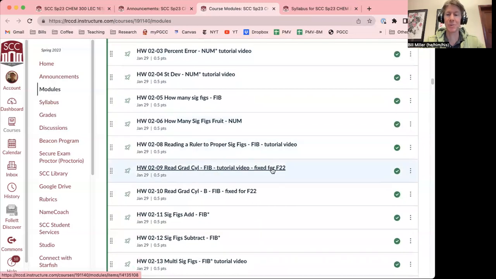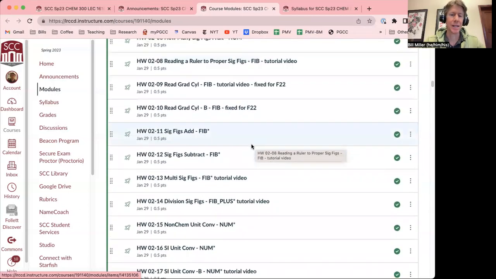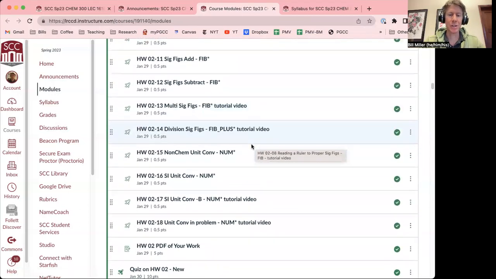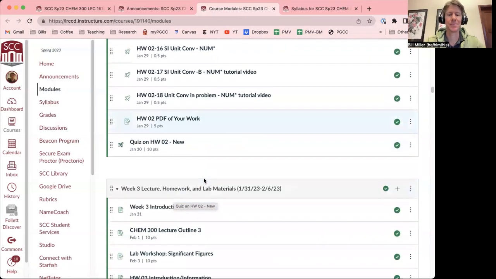And some of them were fixed for fall 22. So I've got all my little notes here. This is a fill in the blank with one blank. FIB Plus has more than one. So that's a little bit about what you're up against each week. And then you have a quiz on week two. And the quizzes, they are timed. You will see one question at a time. However, you do also get four attempts for each quiz, and I only count your highest attempt.